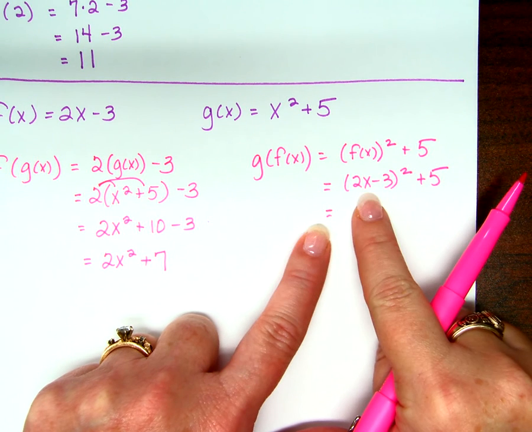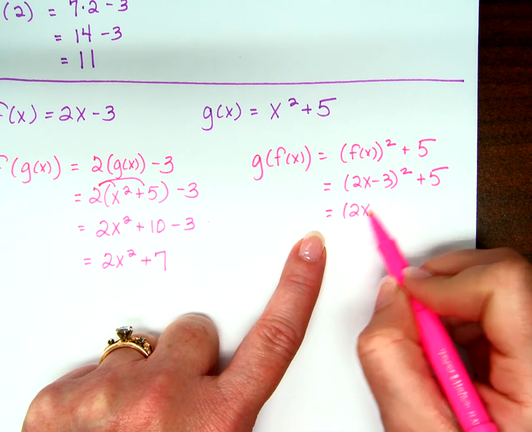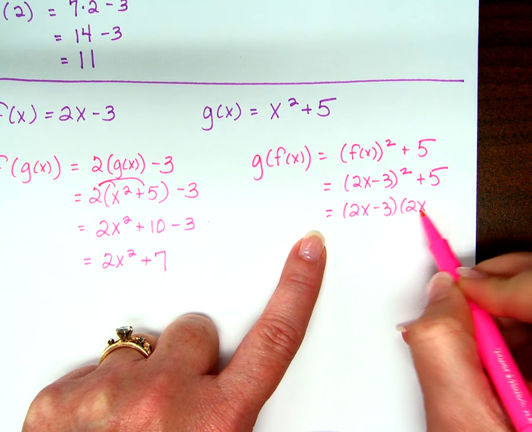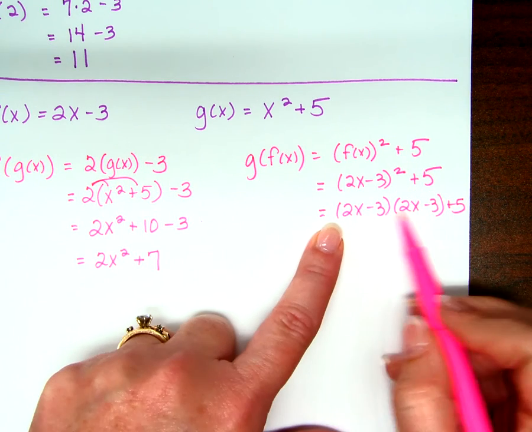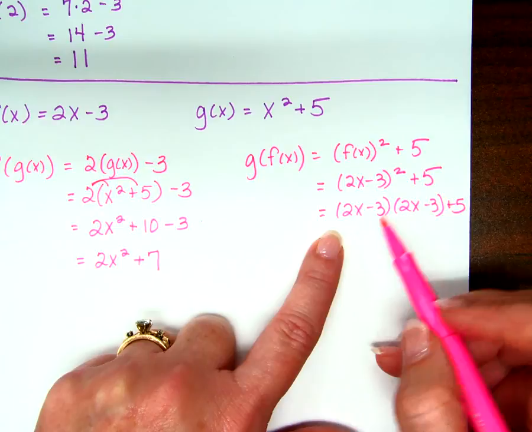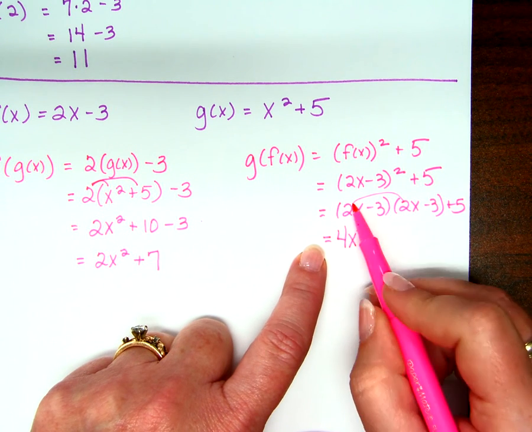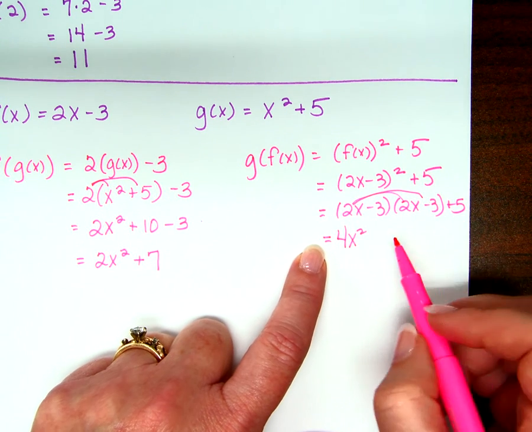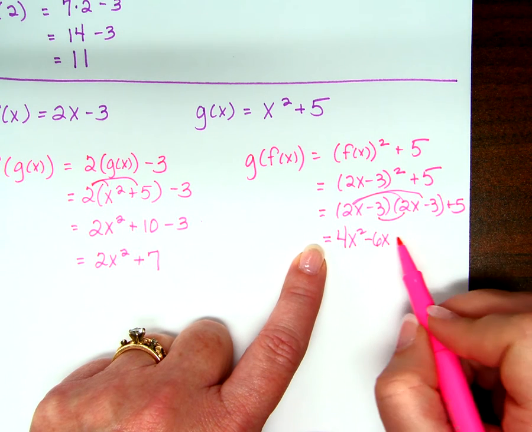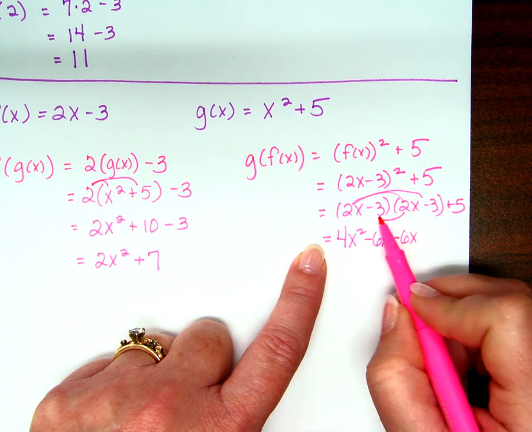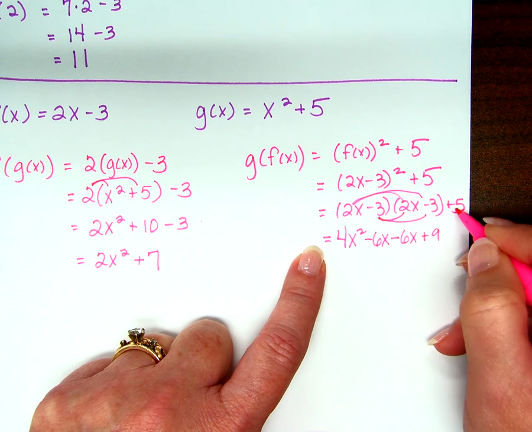Because what does it mean for something to be squared? By itself, so I say 2x minus 3 times 2x minus 3 and then plus 5. So what do I actually need to do here? Distribute. What's 2x times 2x? 4x squared. What's 2x times negative 3? Negative 6x. Negative 3 times 2x, negative 6x. Negative 3 times negative 3, 9. And then plus 5.